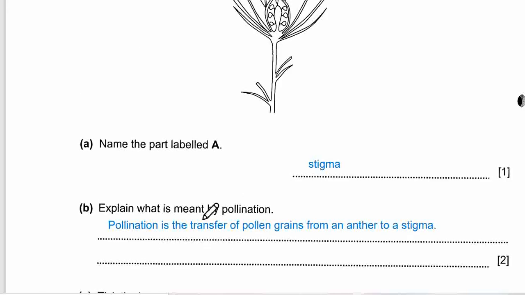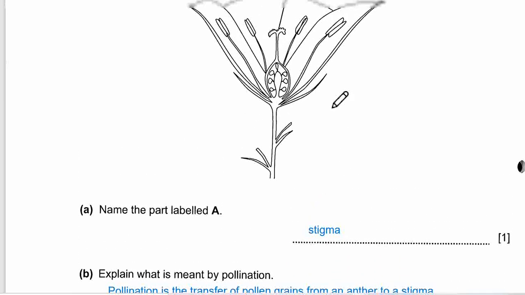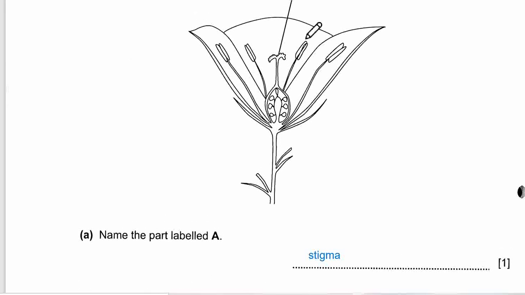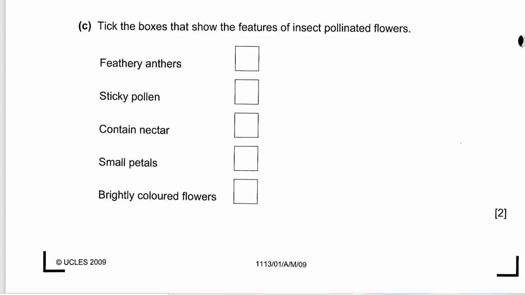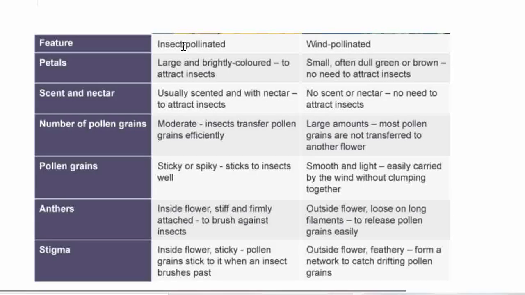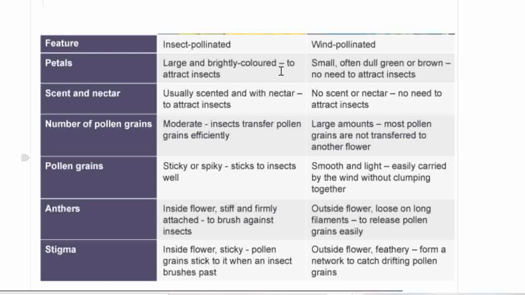Well, what is meant by pollination? Pollination is the transfer of pollen grains from an anther to a stigma. So from an anther here, pollen is transferred to the stigma here. That's what we call pollination. Next number. To answer this question, let's take a look at the difference between insect-pollinated flowers and the other type of pollination. So these are the features of insect-pollinated flowers and wind-pollinated flowers. The petals for insect-pollinated flowers, of course, are large and brightly colored to attract insects, while for wind-pollinated flowers they are small and often dull.